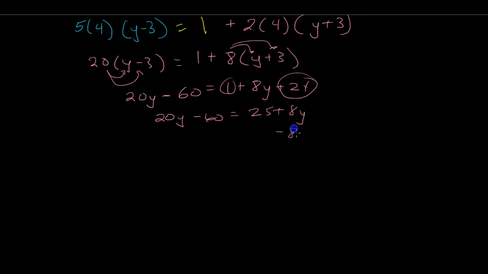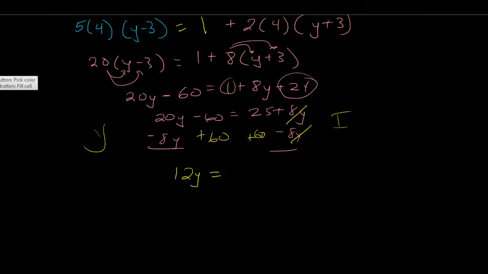Let's subtract 8y from both sides. And at the same time, we can add 60. And we're going to do that so we get the y's on the left side and my integers on the right side. So 8y cancels with 8y. 20y minus 8y is 12y, and that's equal to negative 60 cancels with 60. 25 plus 60 is 85.